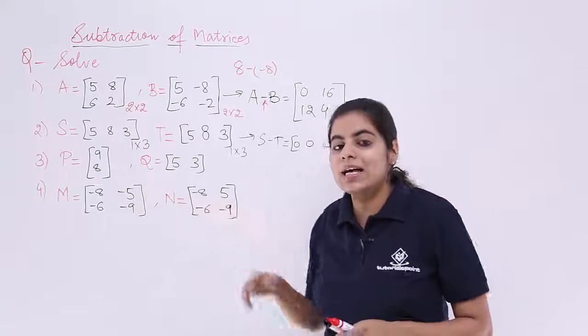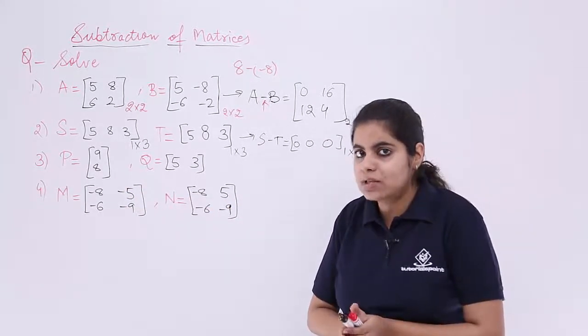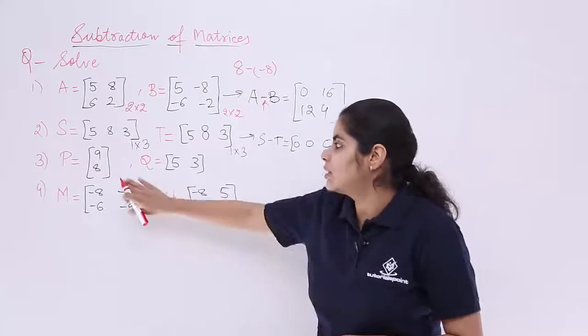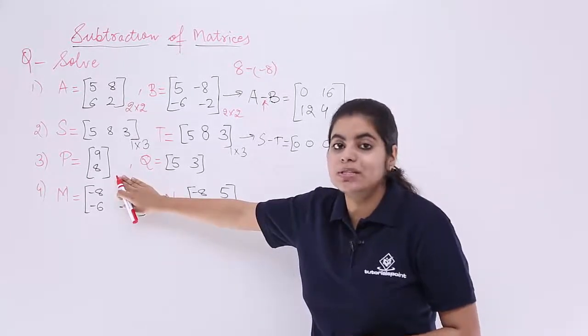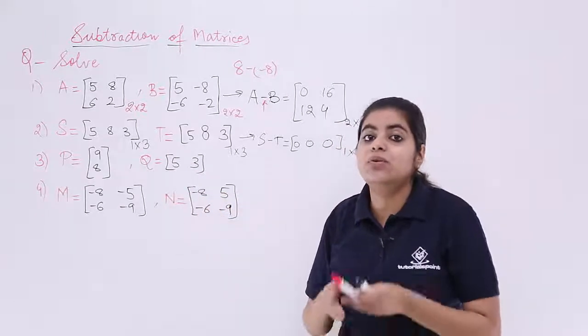The next part has 2 matrices again given to me. These are P and Q. The matrices are such that the first matrix you see is a column matrix because it is only having 1 column. The second matrix you see is a row matrix.